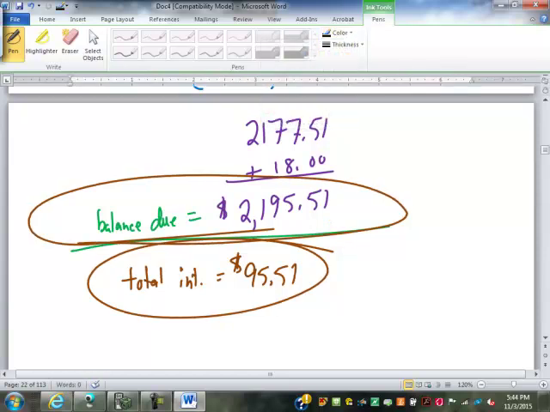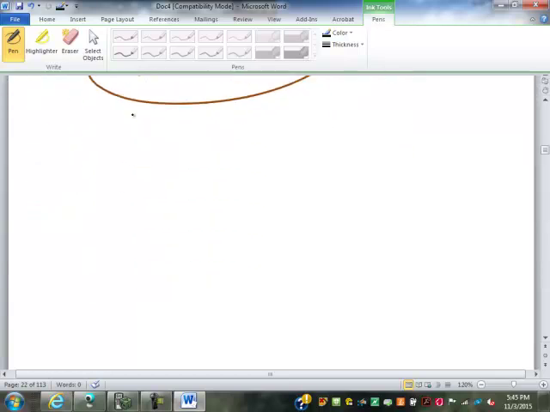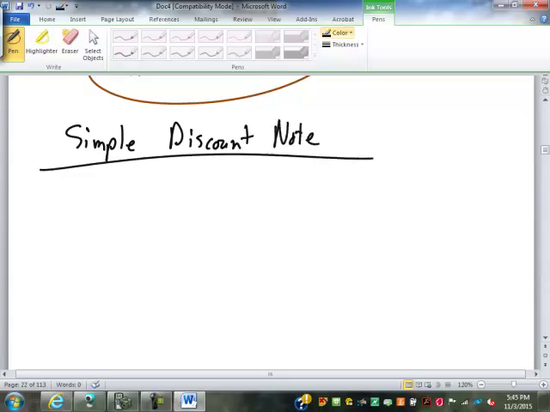So what we've been talking about here are what we call simple interest notes. At the end of class last week before we left, we mentioned something briefly called a simple discount note. And a simple discount note was a little bit different. Let's do a little comparison here between the simple discount and the simple interest.